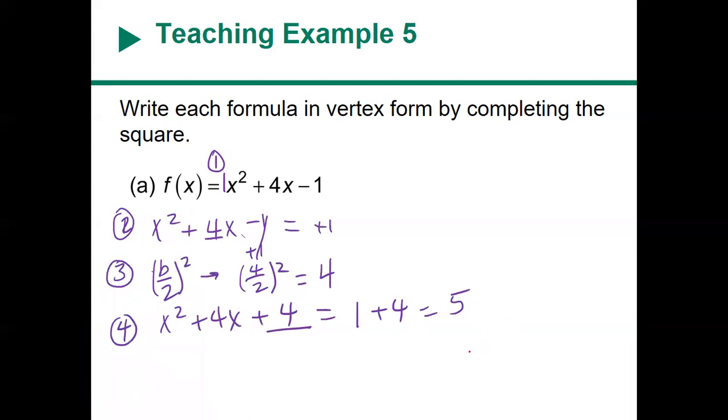All right, then we're going to factor this. When we're factoring this, we ask ourselves, what multiplies to give us 4 but also adds to give us 4? What number is that? 2, right? 2 plus 2 is 4, and 2 times 2 is 4. So that means this factors out to be x plus 2 squared.